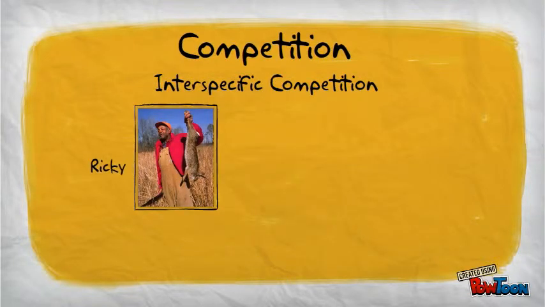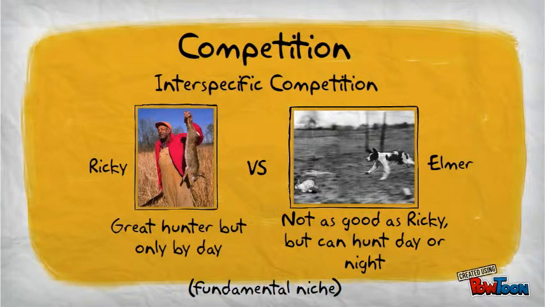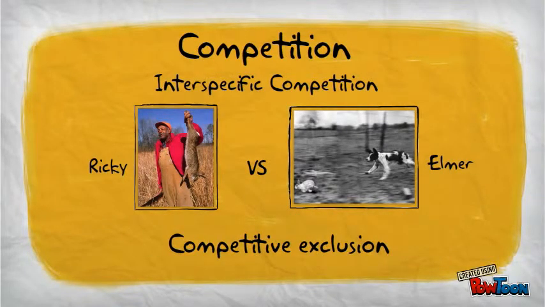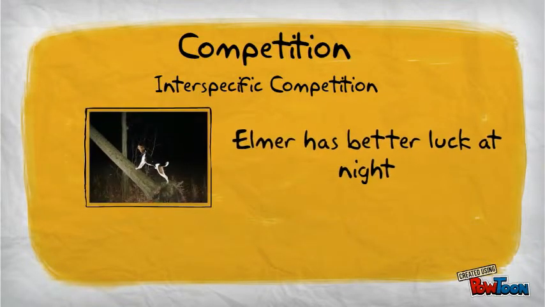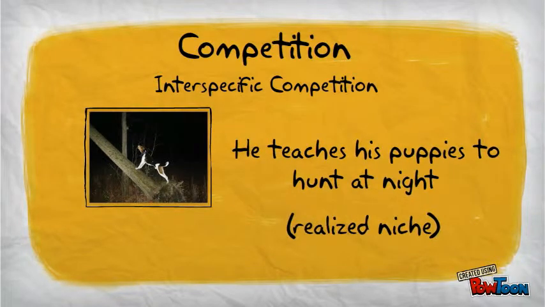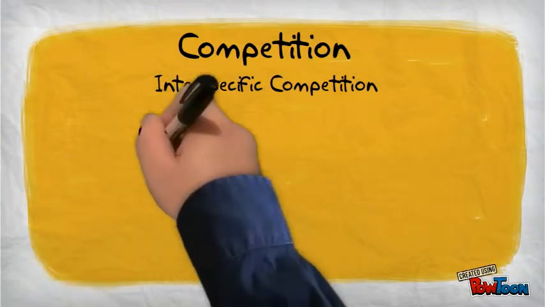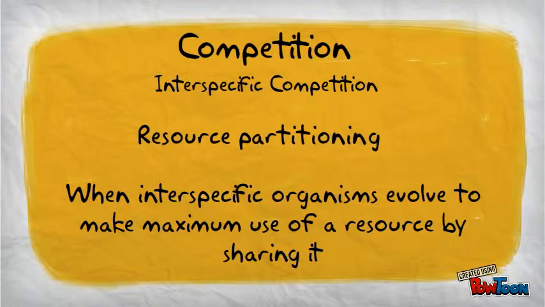Elmer can hunt anytime. That's his fundamental niche. Ricky has more influence over the resource and competitively excludes Elmer during the day. Elmer adjusts his habits to minimize competition. His realized niche is hunting at night, and he raises his young to do the same. Elmer partitioned the resources he had in common with Ricky, and this nocturnal behavior was passed to his young.